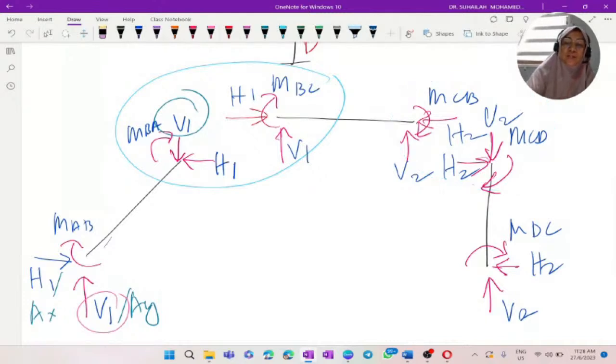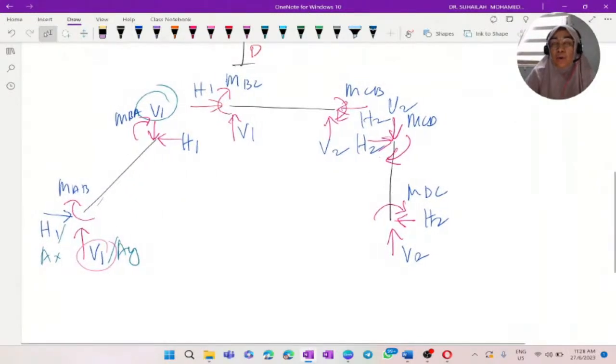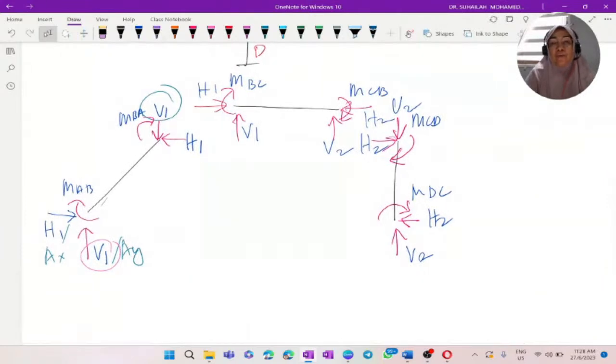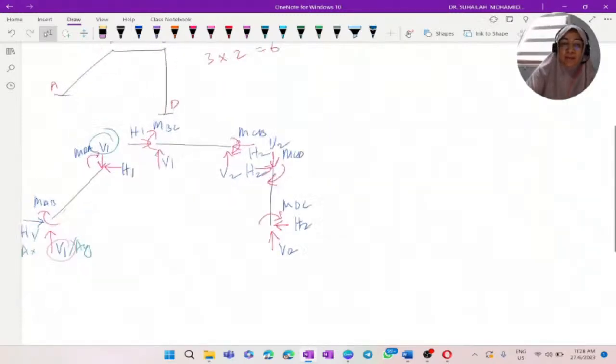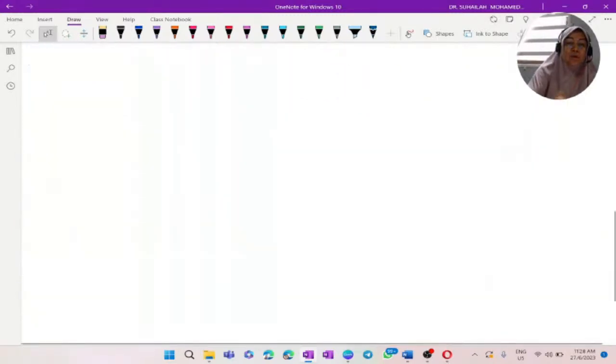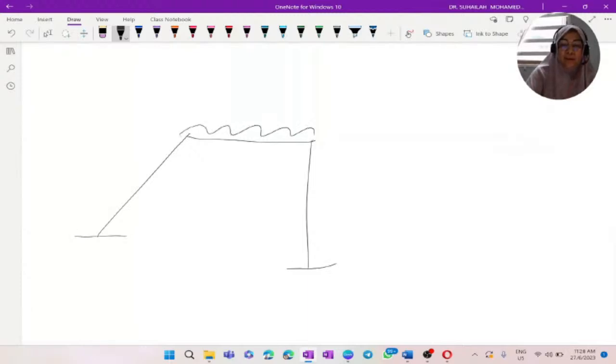So this is actually the free body diagram of each element that we are going to use whenever we want to calculate restraining force. Okay, again. This is the frame. Fixed. The loading is given like this.